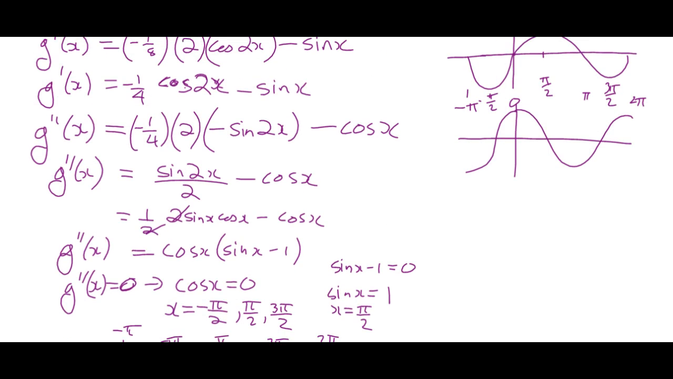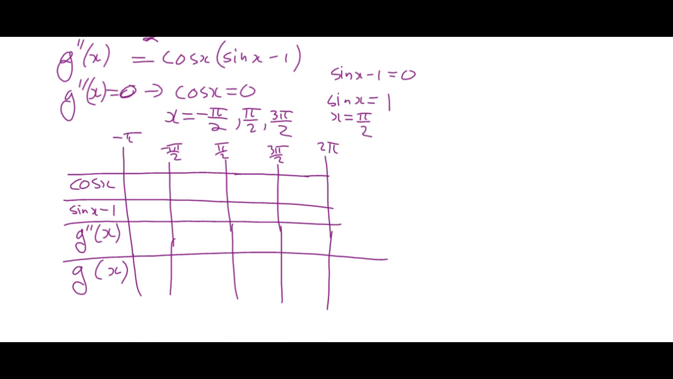Which one? Cosine was this guy. So it's positive, and it's negative in this interval. Oh, no, wait, it's the other way around. It's negative. Now sine x minus 1 is always going to be negative, right? Because sine x can only go up to 1, so if we subtract 1, the highest it can get is 0. Plus minus, plus minus.